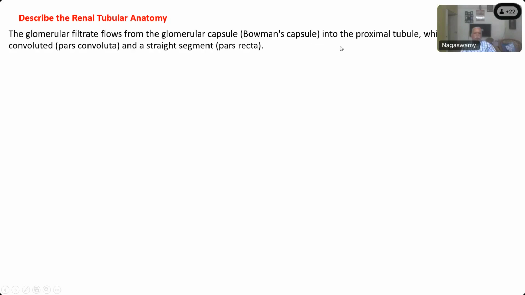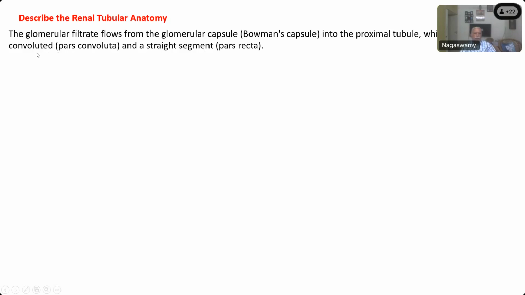Collecting ducts, very good. So the glomerular filtrate flows from the glomerular capsule into the proximal tubule, which consists of two parts. The proximal convoluted tubule, as its name says, is a serpentine-like structure, bending many times. That's called the convolution. And also there is a straight portion. After the initial bendings, it becomes straight.